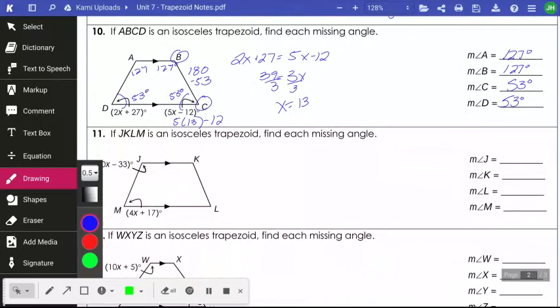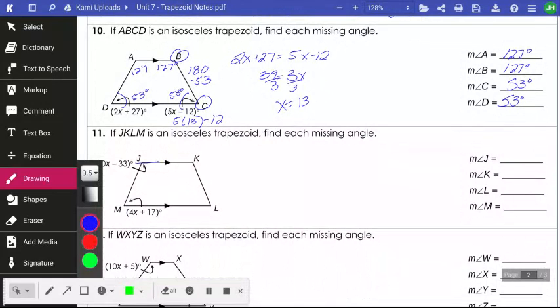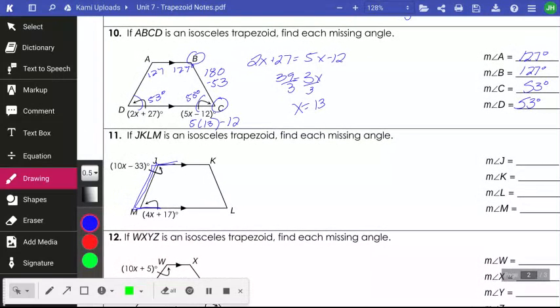We have another isosceles trapezoid, but this time they gave us these consecutive interior angles. They are not the base angles because they're not connecting one of the parallel sides. Okay, so J and K are base angles. M and L are also base angles, but they're base angles together. So these two pairs of angles are going to add to 180 degrees.